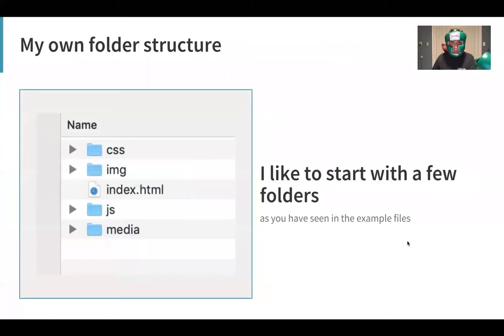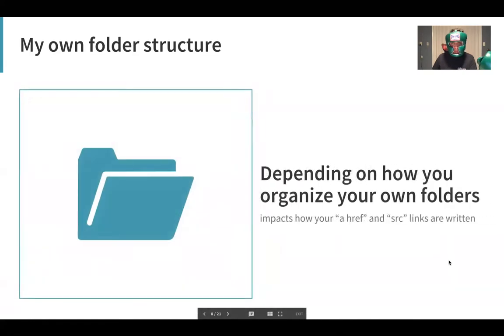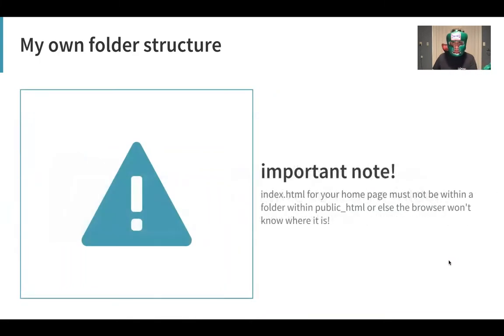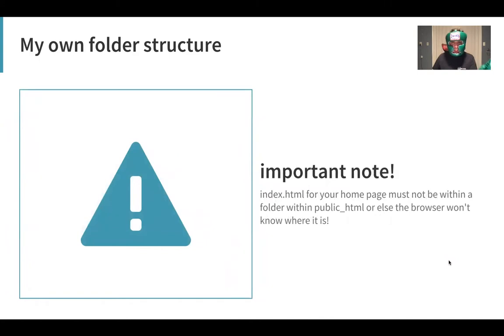So when I have websites, I like to use this folder structure. If you've seen this already, a few folders: CSS, IMG, JavaScript. I also have a media folder if it's not something that's an image. So personal preference. You have to organize your files the way you want them. Depending on how you organize your folders, it impacts how your a href and src links are written. And one important note, your index.html for your home page must not be within a separate subfolder within public_HTML, or else a browser won't know where it is.